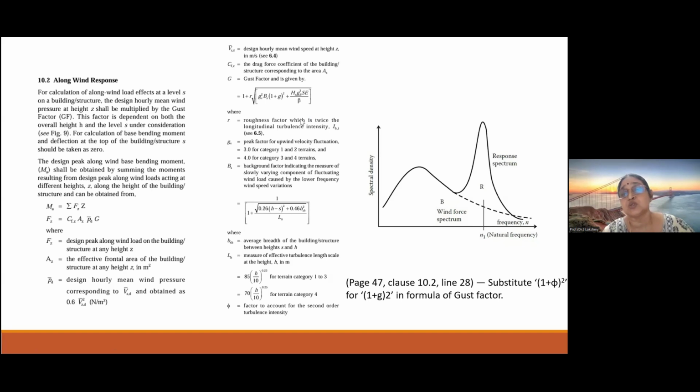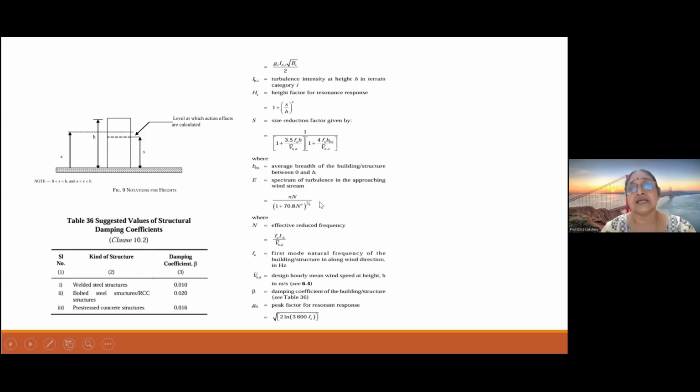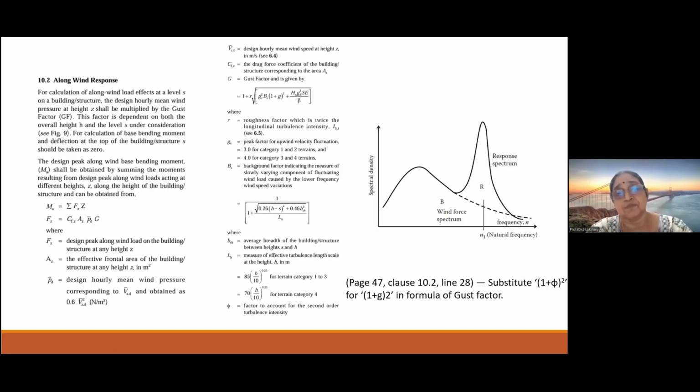And the second component, if you see, basically has a GR. Here you can see it is a GV component. Here there is a GR component, and then the energy that is represented by E, and beta is basically the factor reflecting the damping. Okay. So GR is nothing but a peak factor for resonant response. Beta is the damping coefficient of the building or structure. And E is the spectrum of turbulence in the approaching wind speed. And there is a size reduction factor also given. So when you apply those things, you can work out this particular gust factor.